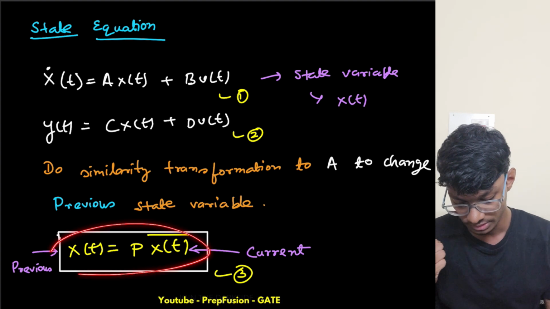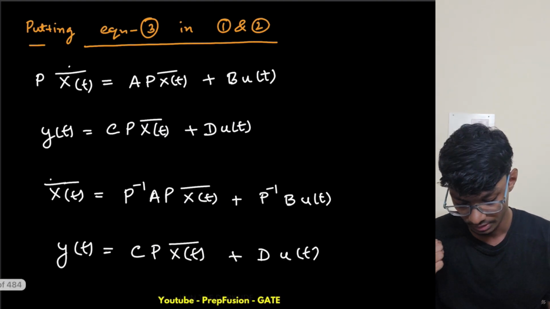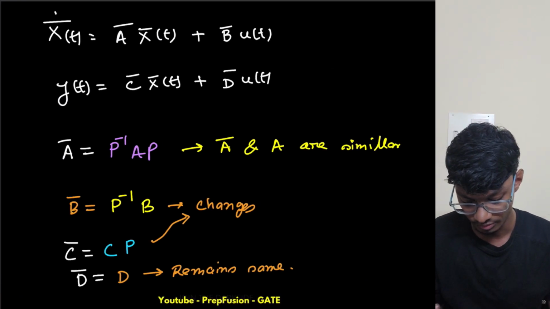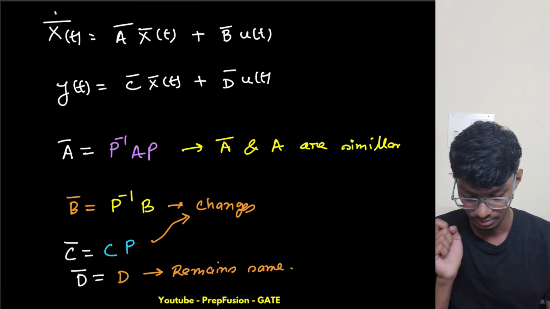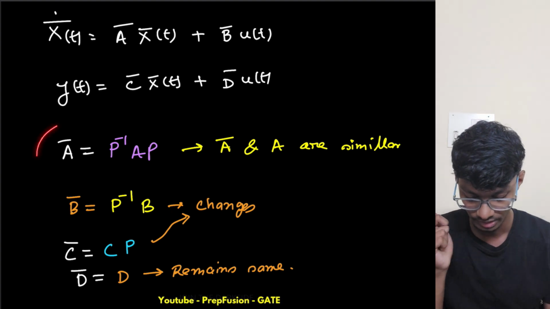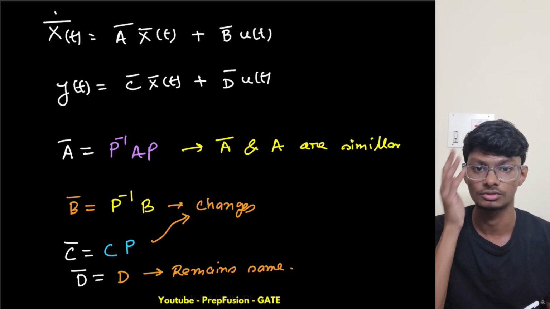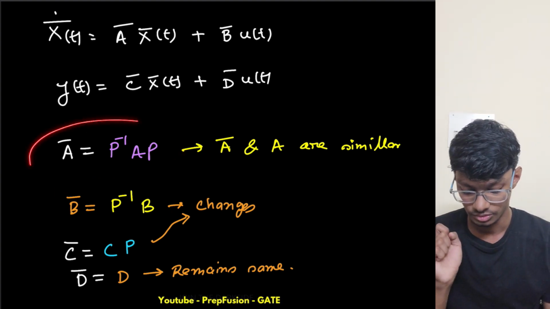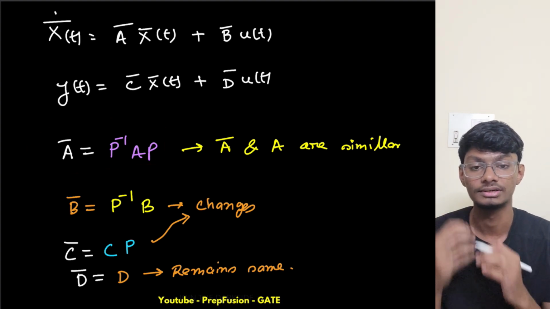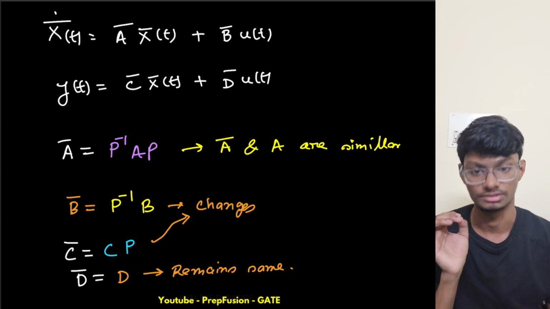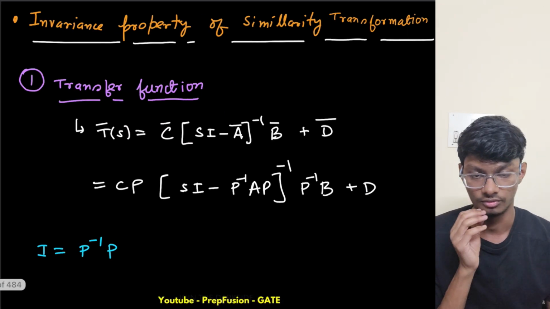If I put this in the equation and do some intensive calculation, I get the new d bar as d only, c bar changes to cP, b bar changes to P inverse b, and a bar changes to P inverse AP. So this is how the matrices change. But does the overall system change?